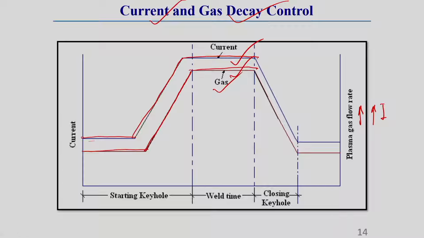But at the closing time, suddenly you have to drop this high current to a very low current. So at that time your flow rate control should also slope along with that current curve. Once it is not properly controlled, there is a chance of formation of oxides and defects. That is why current and gas decay control is a very important part of the plasma arc welding process. Just keep this in mind.